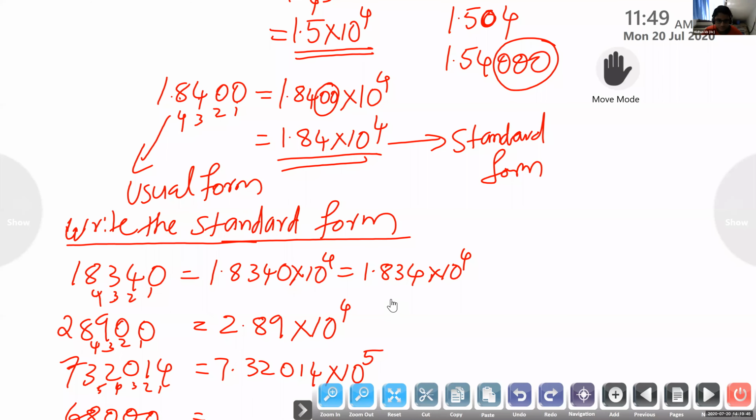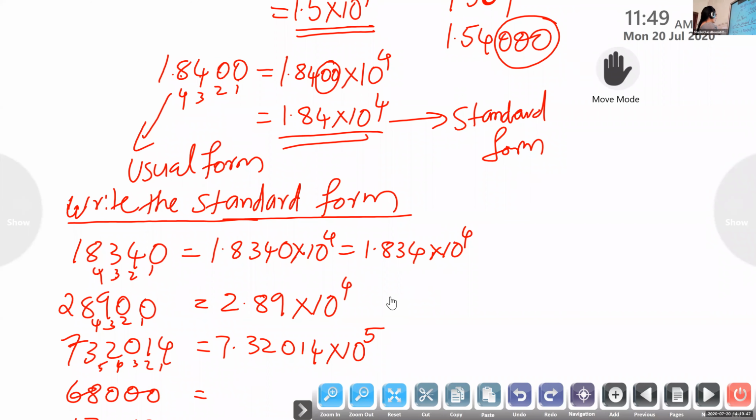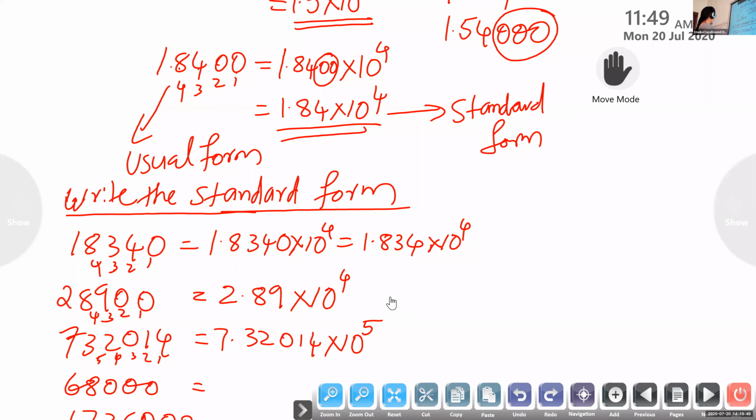Very good. So how to represent standard form you understood, isn't it? Yes. Now we have to study how to represent decimals, or numbers that start with a decimal, in the standard form. We will study those types in the next class. Okay? So I will send some homework to you today.